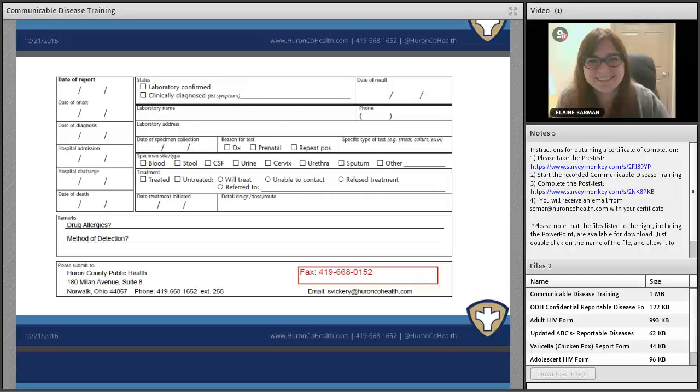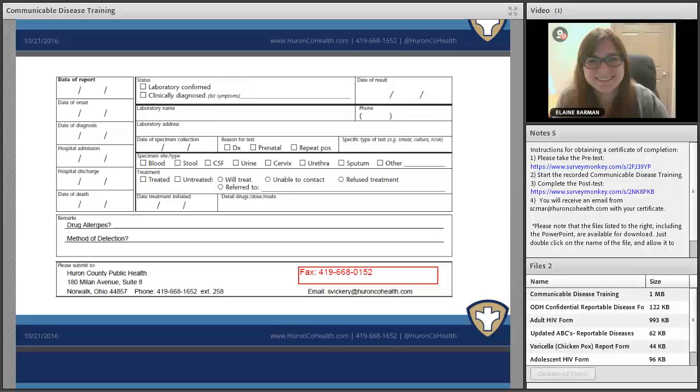Then we go down to the remarks section. In this section we have drug allergies. So do they have any drug allergies? This is a question that I have on every reportable disease. And then method of detection. So how was it detected? Why did we look at it? Was it a yearly screening? That's a lot of the case for STDs, or a prenatal screening, or for hepatitis they had risk factors. So why were they getting tested, or why were they there? And then in the line below that, you can write any additional comments. Anything that may be useful to me in the investigation follow-up can be written on that line there.